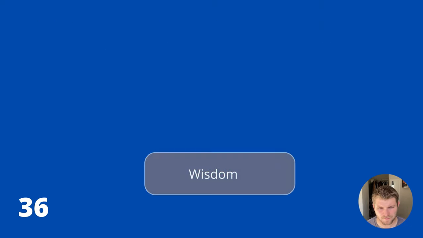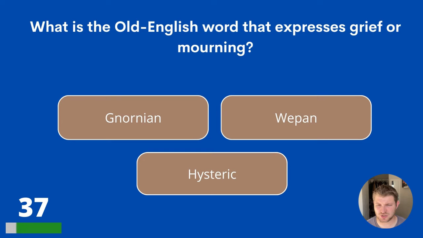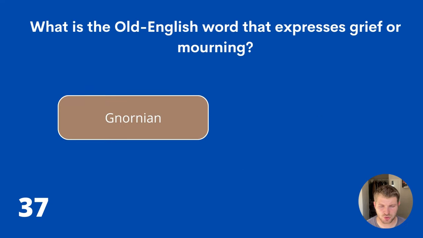Question 37. What is the Old English word that expresses grief or mourning? Gnonion, weapon, or hysteric? The answer is gnonion.